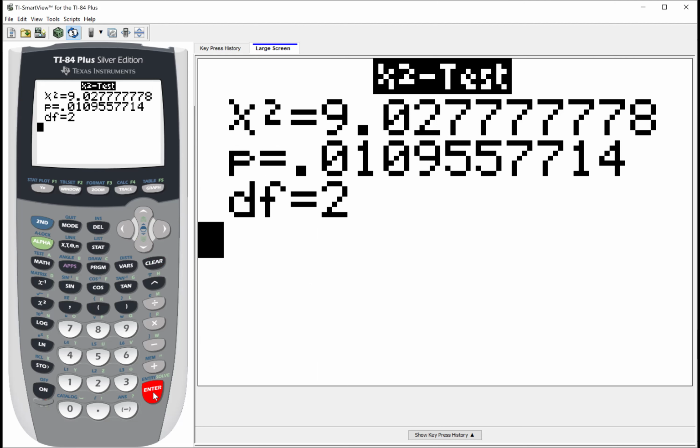And there's my chi-square test statistic. Let's go 2 places. So it's about 9.03. And then it also gives the p-value. So the p-value is 0.0110. Because that 9 is going to round up to 10. So let's fill this in on our model.